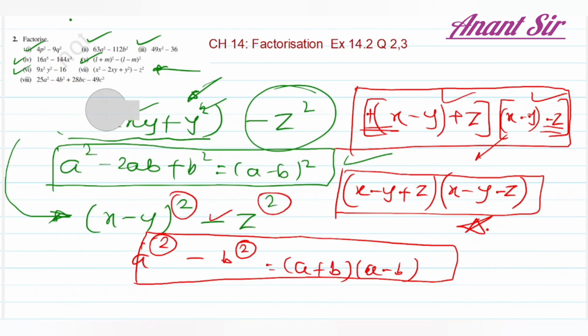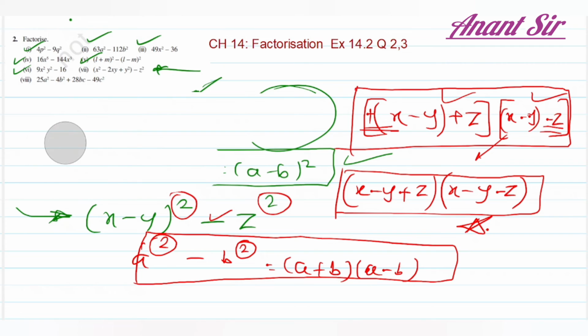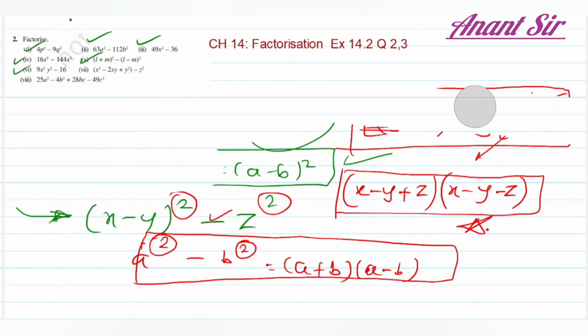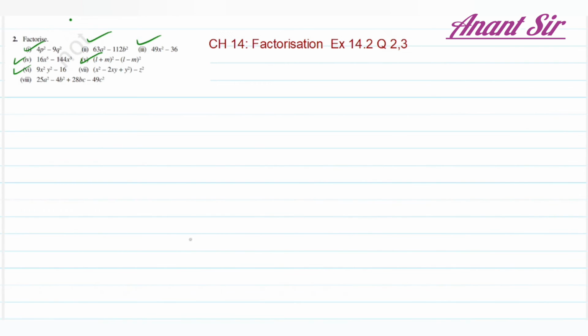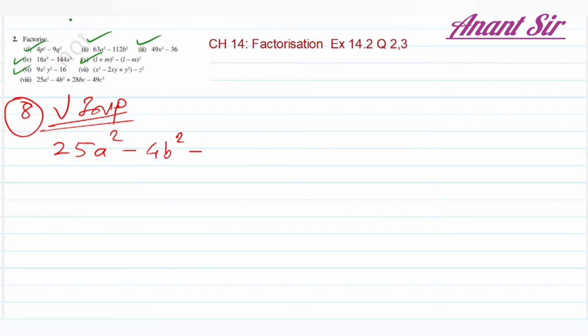So now we move on to solve the last question of question 2, and then we will see how to solve question 3. So the last question of question 2, question number 8, very important question. This question comes a lot of times in exam. Okay, 25a square minus 4b square plus 28bc minus 49c square. Many students get confused while solving this question. It is a little bit similar to the last question 7 which we solved.